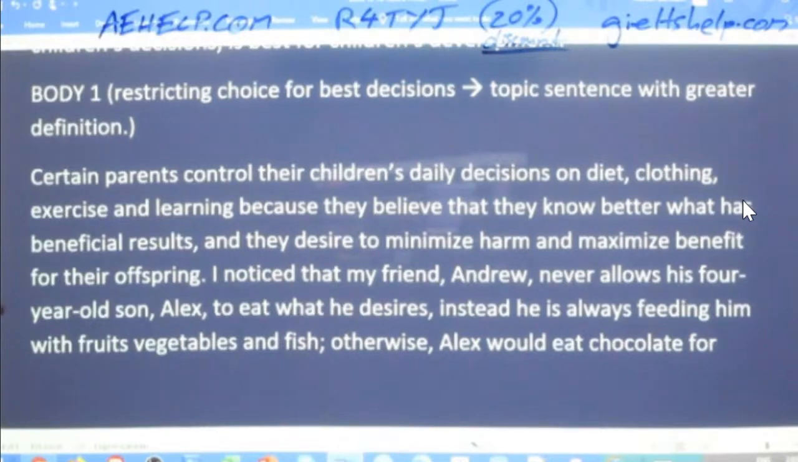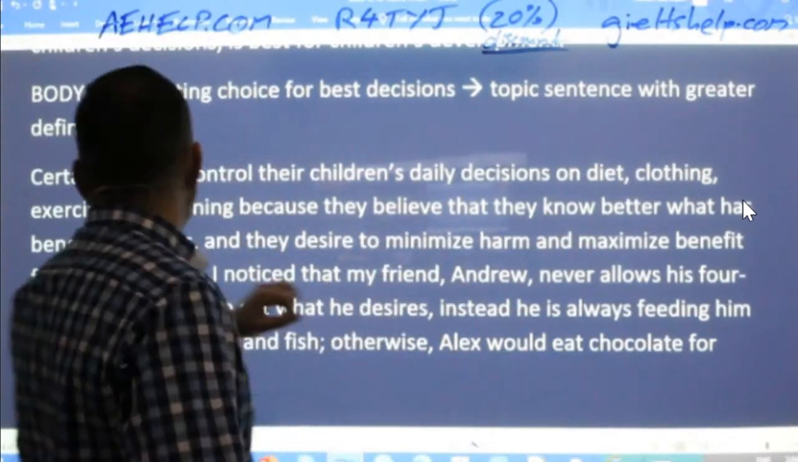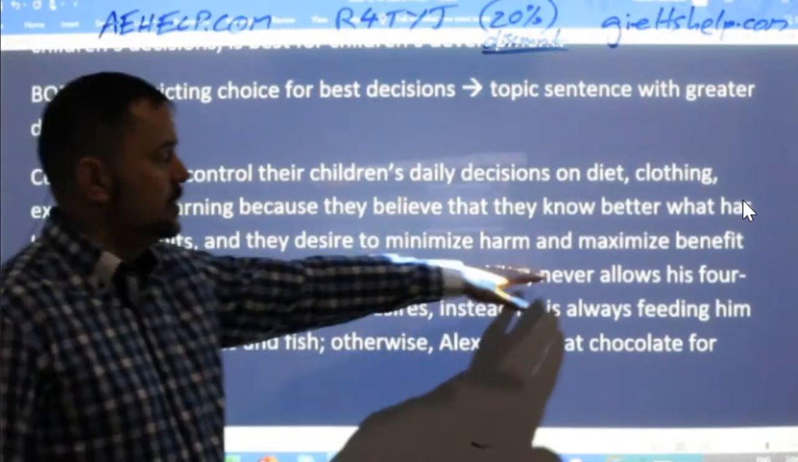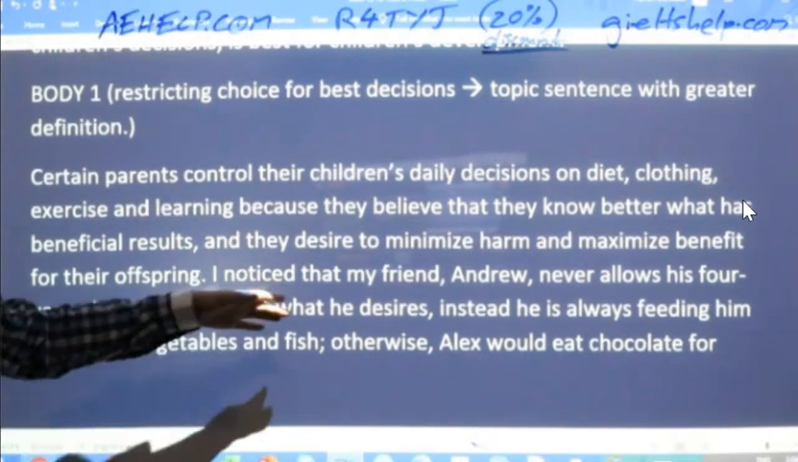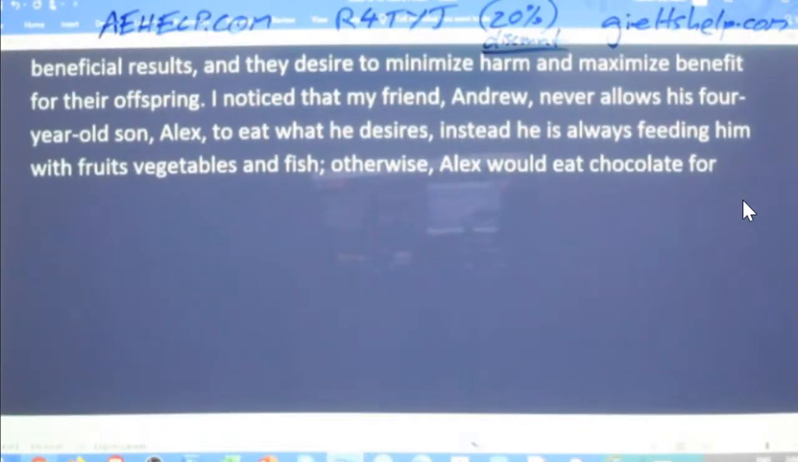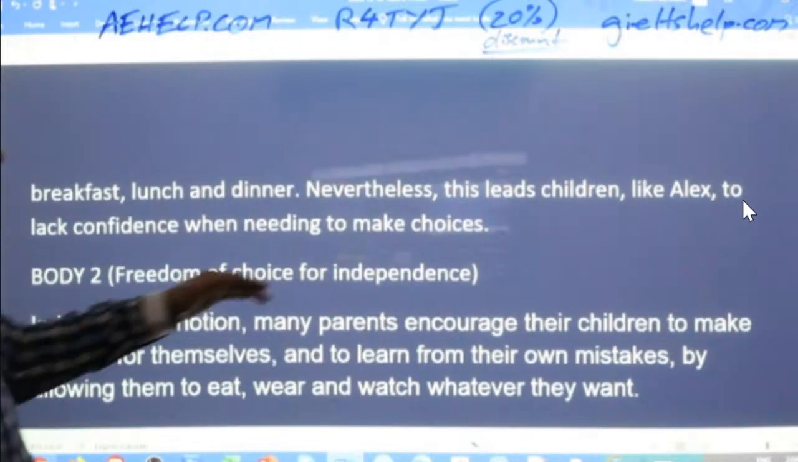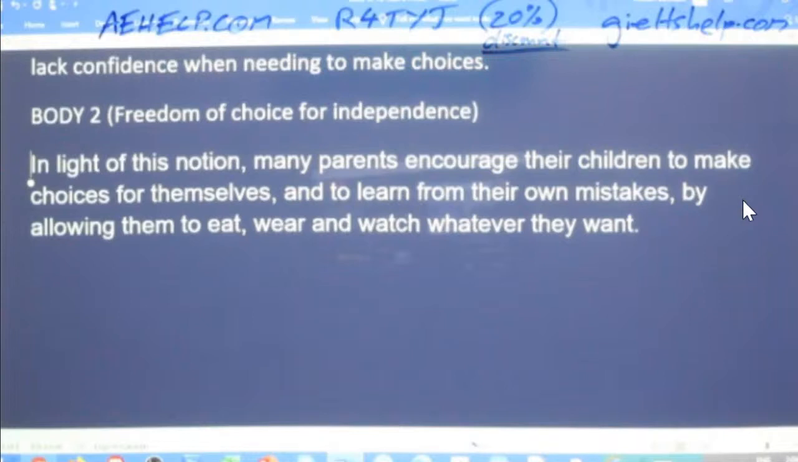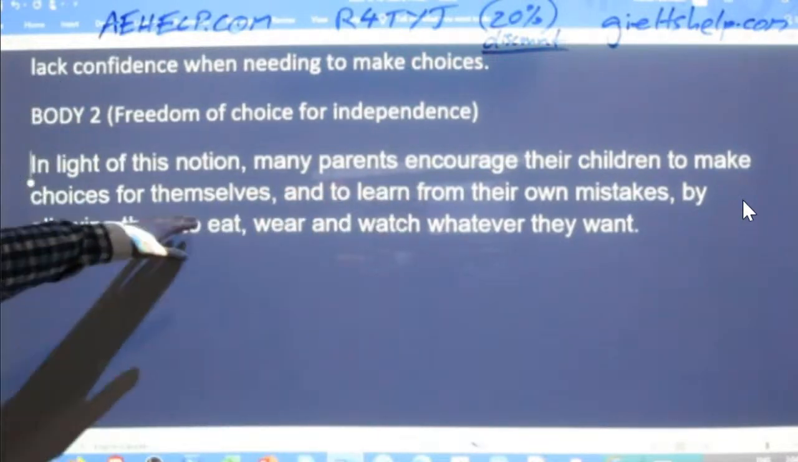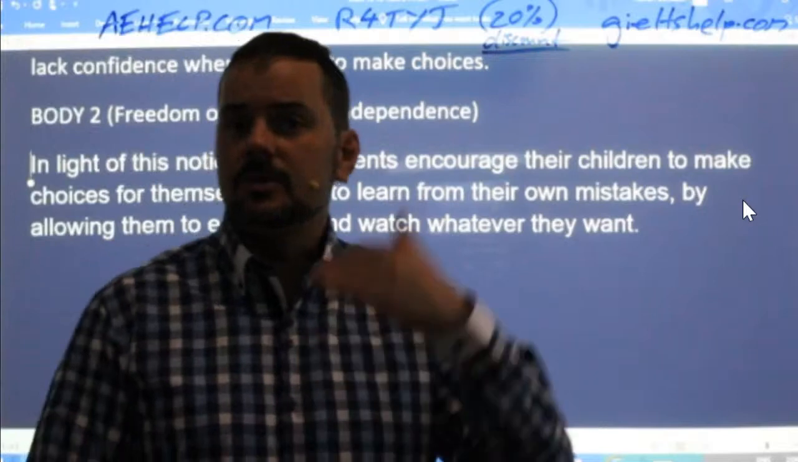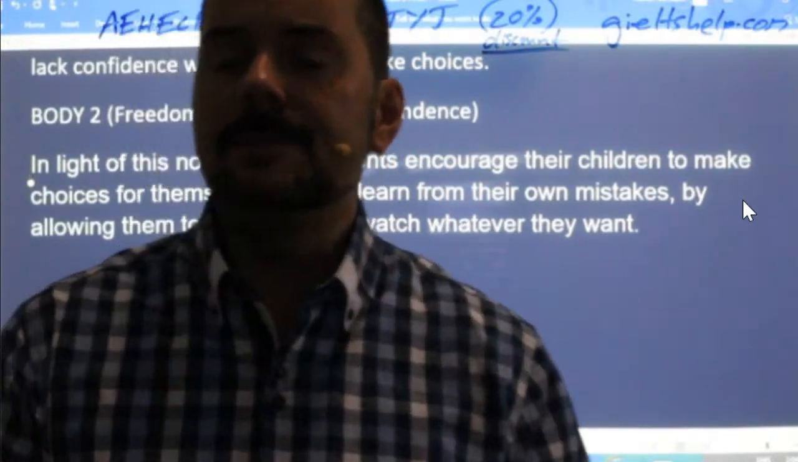So this is what it looks like. Certain parents control their children's daily decisions on diet, clothing, exercise, and learning because they believe that they know better what has beneficial results, and they desire to minimize harm and maximize benefit for their offspring. I noticed that my friend Andrew never allows his 4-year-old son Alex to eat what he desires. Instead, he is always feeding him with fruits, vegetables, and fish. Otherwise, Alex would eat chocolate for breakfast, lunch, and dinner. Nevertheless, this leads children like Alex to lack confidence when needing to make choices. In light of this notion, many parents encourage their children to make choices for themselves and to learn from their own mistakes by allowing them to eat, wear, and watch whatever they want. Okay, you see the flow of information there, right? Okay.